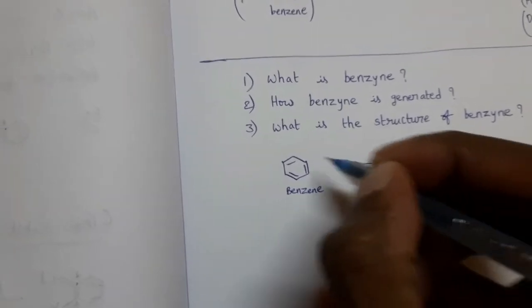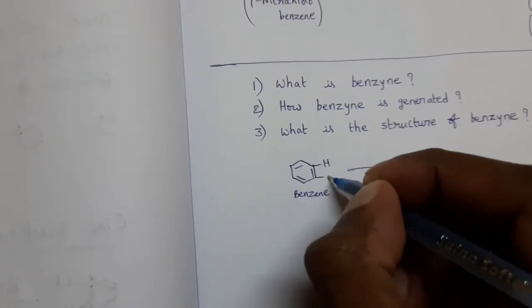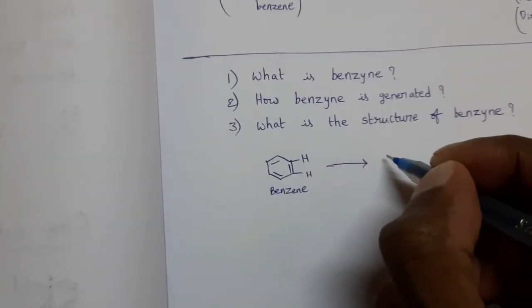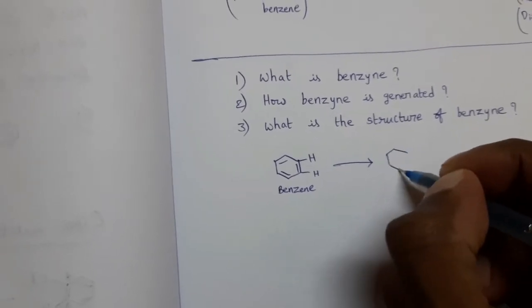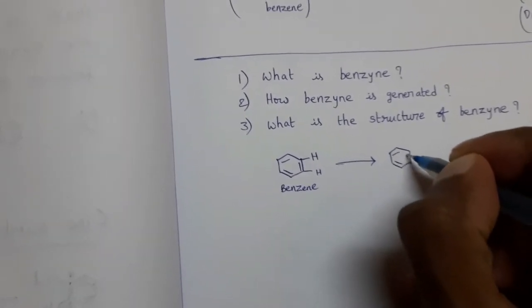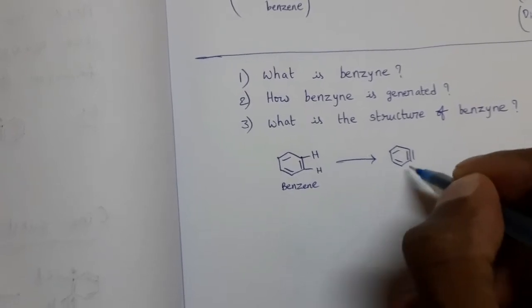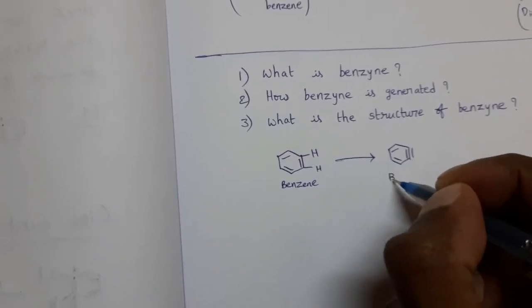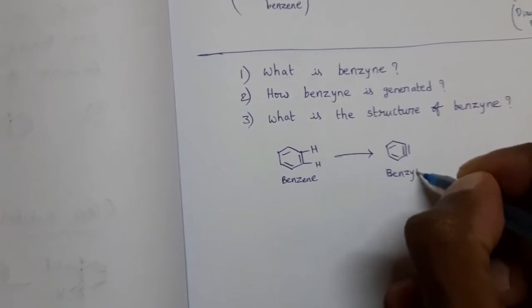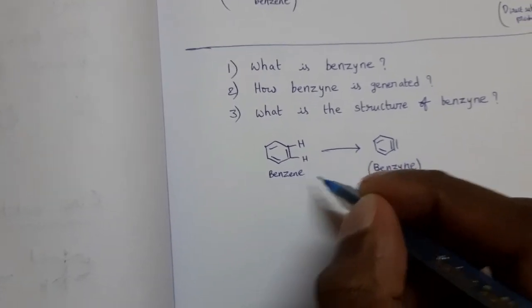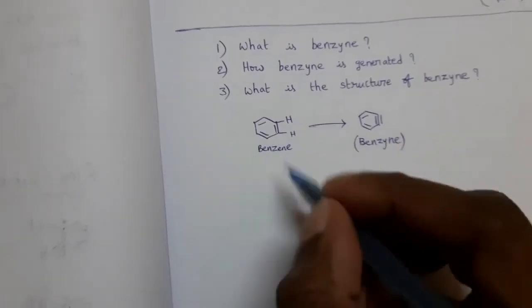From this, two hydrogens are removed in the ortho positions. Then we can get a triple bond formation. In this way, this is benzene. This is benzene.